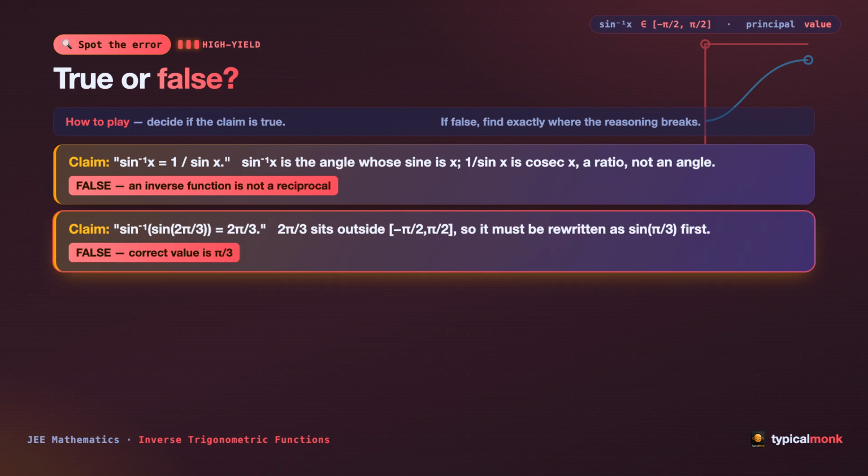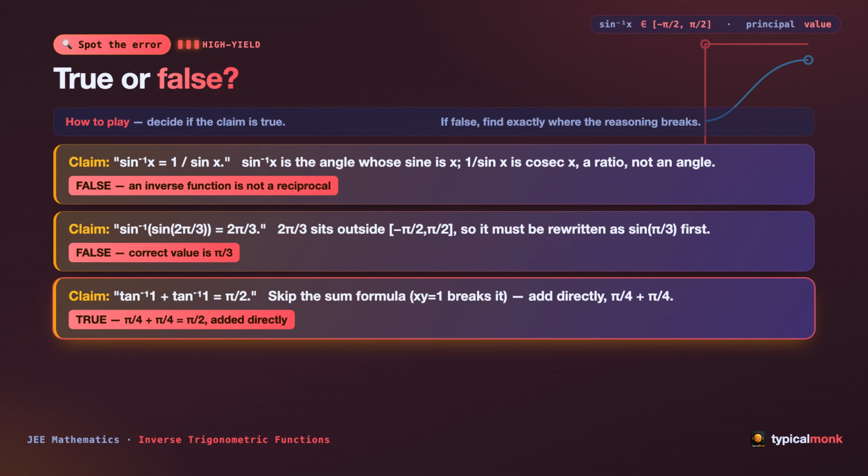Second claim, sine inverse of sine of 2π/3 equals 2π/3. Check the branch. 2π/3 sits outside -π/2 to π/2, so we cannot cancel directly. Rewrite it as sine of π/3 instead, using the same supplementary angle trick. This is false. The correct value is π/3.